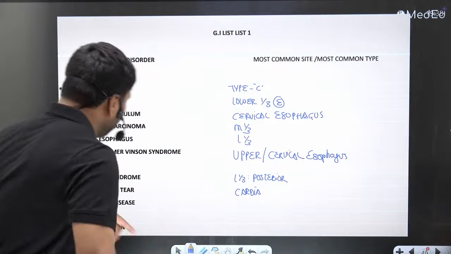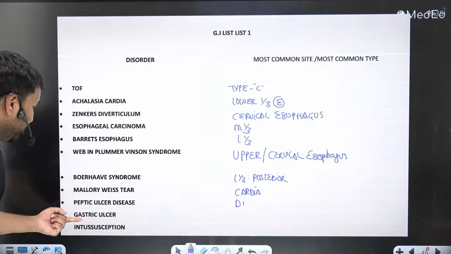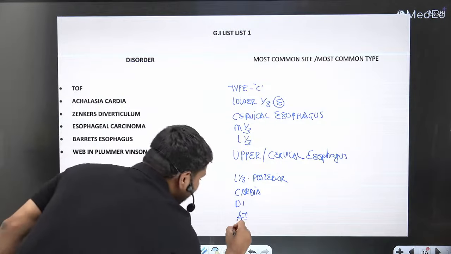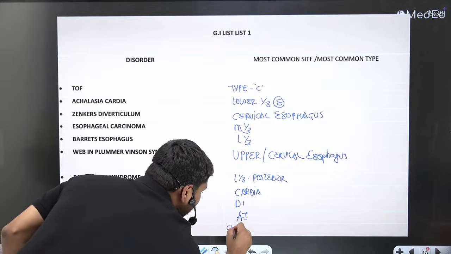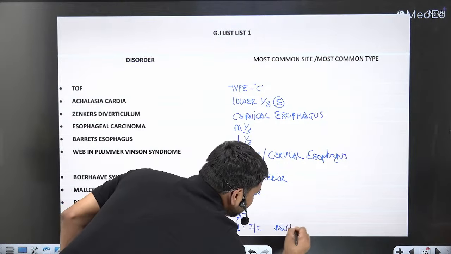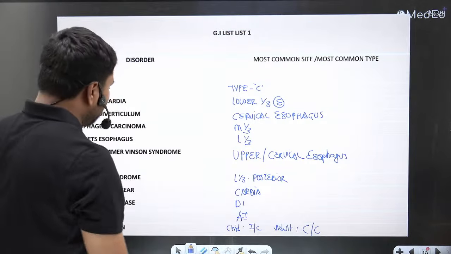Galti nahi karna. Then your peptic ulcer disease, I told you most common is the first part of duodenum; gastric ulcers, angularis incisura. Intussusception in children: agar bachcho mein puchhega, children mein kya hai? It is ileocolic. Adult mein kya hai? Abhi to bataya tha, that is your colocolic. Do not make these mistakes. That is your first half, right?